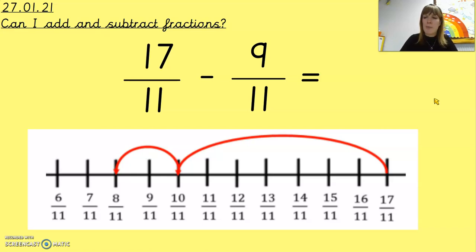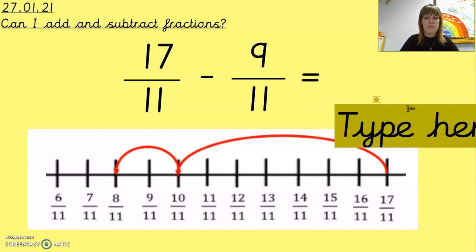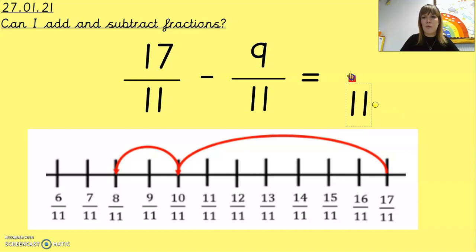Another method on how to solve adding and subtracting fractions is you can use number lines to help you with this. So on my screen, I've got 17 elevenths, take away 9 elevenths. Now we know what my denominator is going to be, so shout out for me. Well done if you said 11. It's always going to be 11. Okay, so I'll just draw that along. And if you have a look, my number line starts at 6 elevenths and ends at 17 elevenths. So I don't need to start from 1 eleventh. You could start wherever really, but I've got 17 elevenths and I'm going to take away 9 elevenths from it.